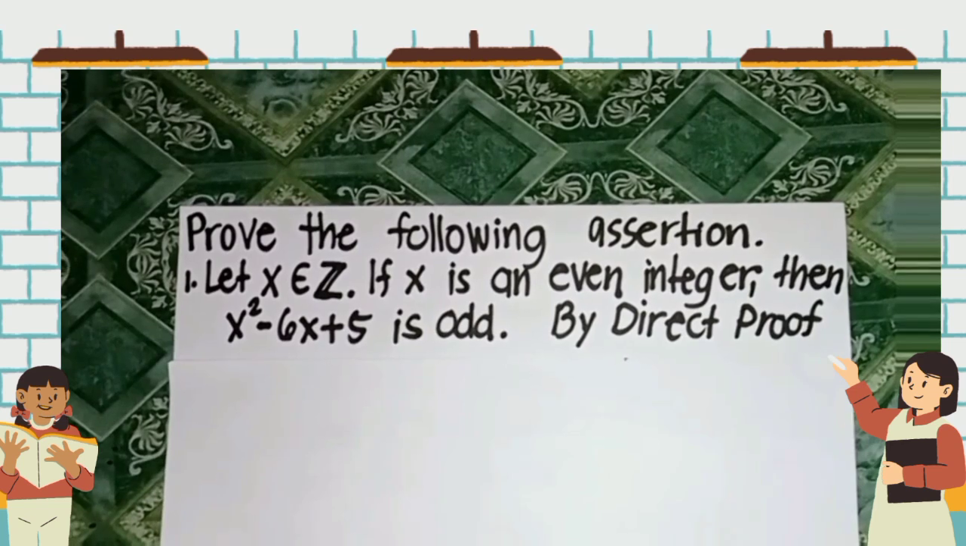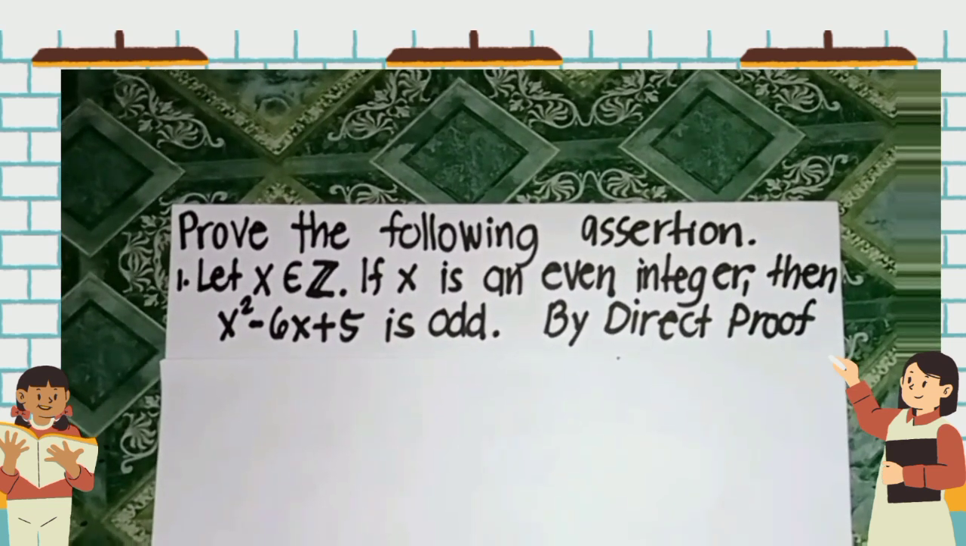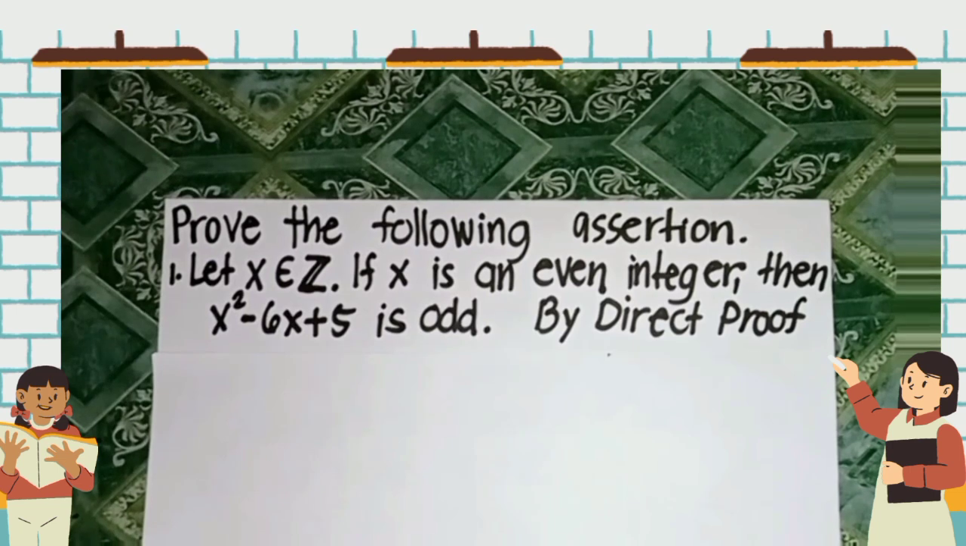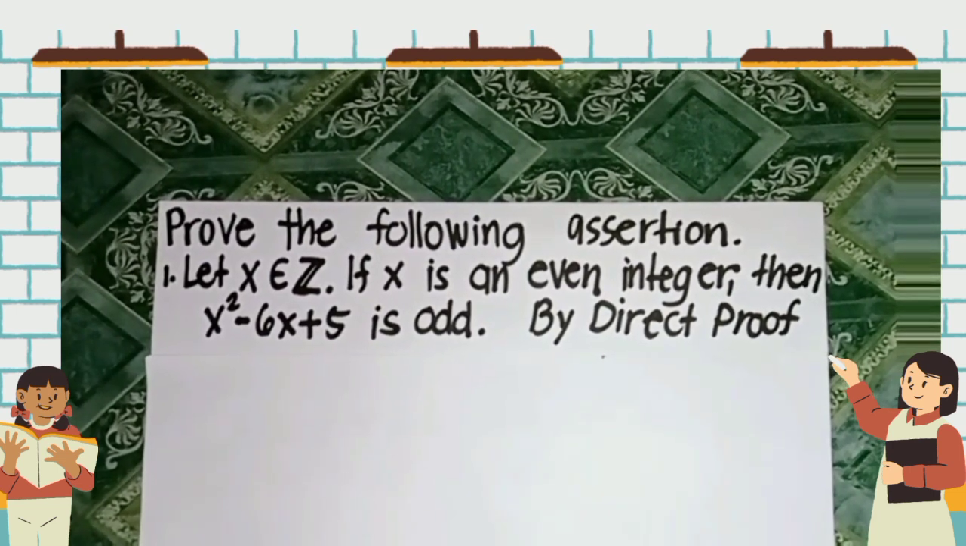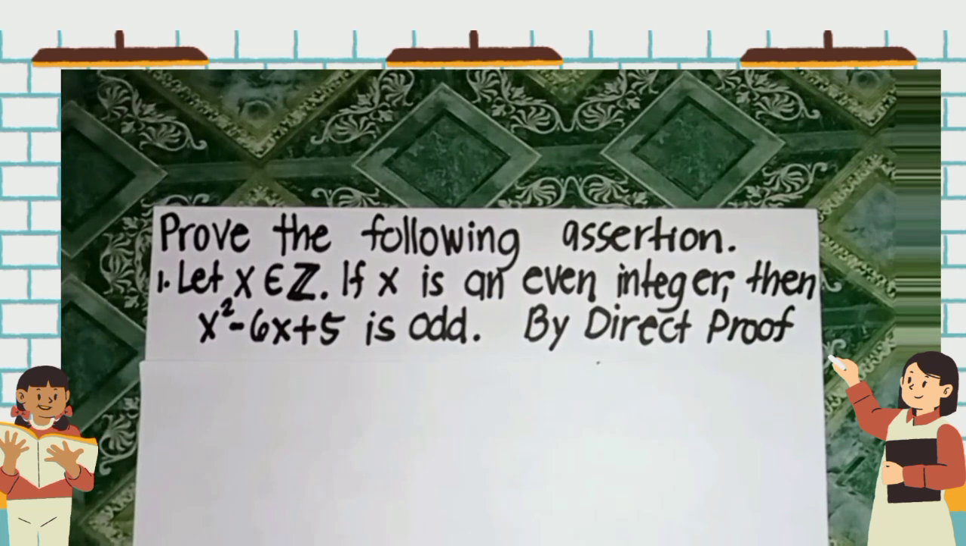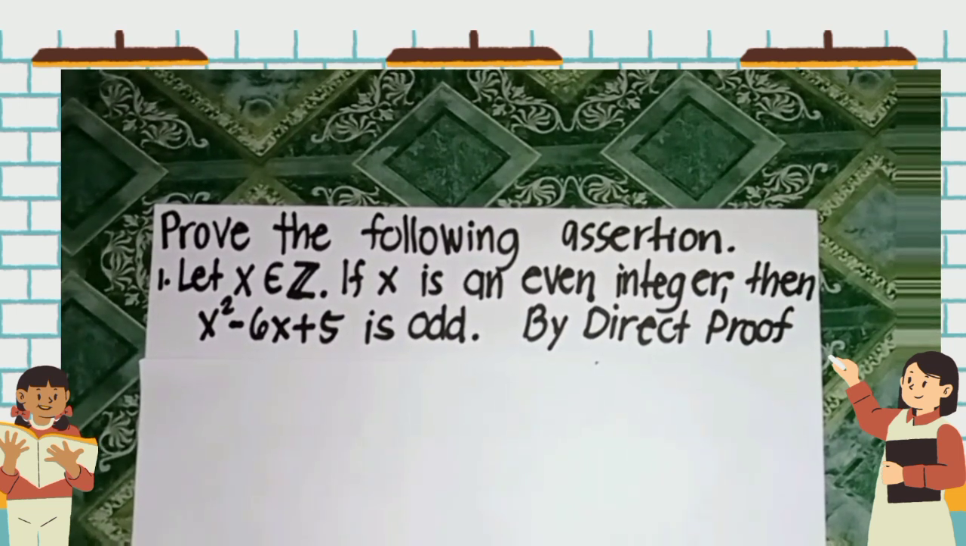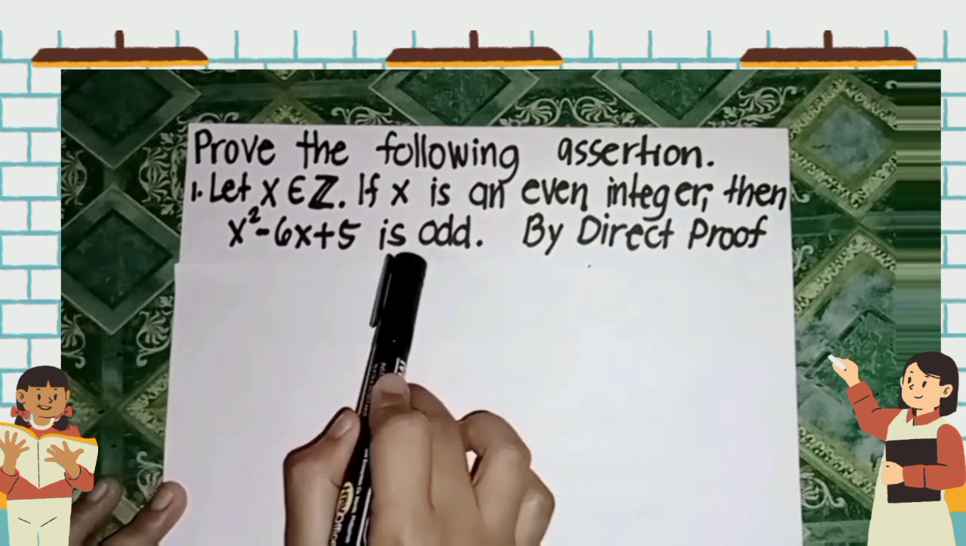So for number 1, let x be an element of Z. If x is an even integer, then x squared minus 6x plus 5 is odd. We need to prove it by using direct proof. We need to prove this.